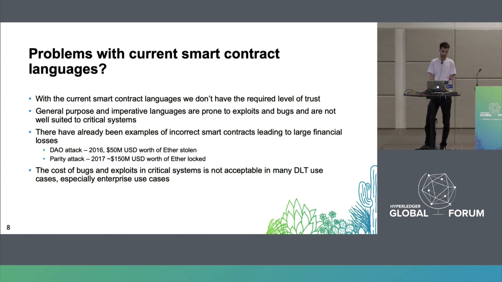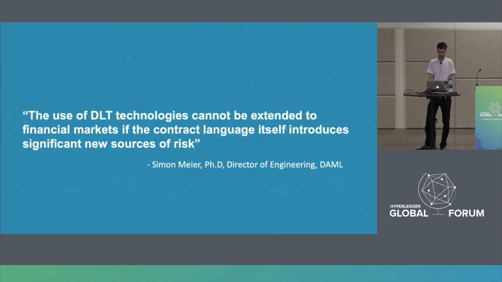And in general, though, not just these high-profile attacks, but all these subtle bugs and exploits are not acceptable in critical systems, and especially in enterprise use cases, like we deal with on Hyperledger Fabric. To elaborate on this point a little bit more, I want to refer to this quote from the director of engineering at DAML.